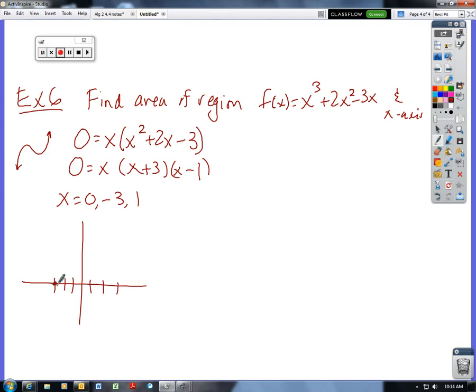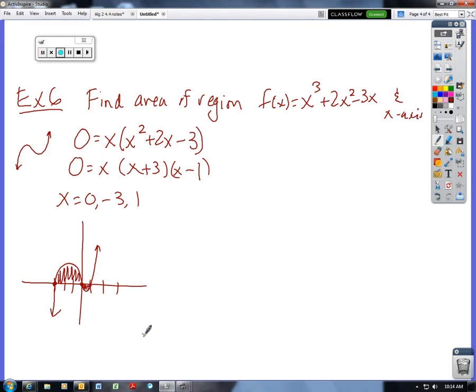So at negative 3 we have a 0, at 0 we have a 0, and at 1 we have a 0. And I know that my end behavior looks like this up here, so I can go up, down, up, like that. And that's all I need. I don't need any more specifics than that. That's enough to see that I have a positive region here and a negative one here.